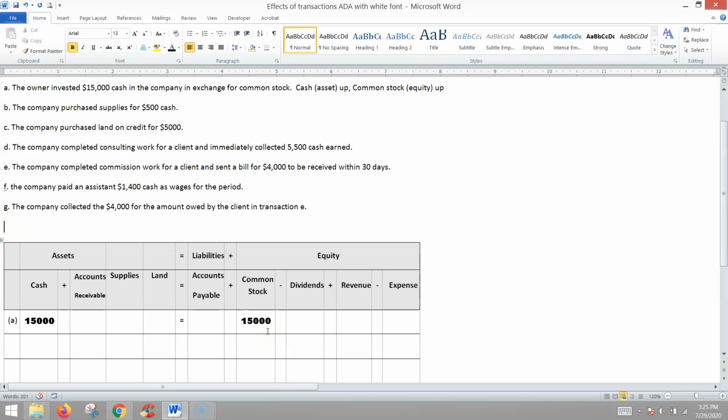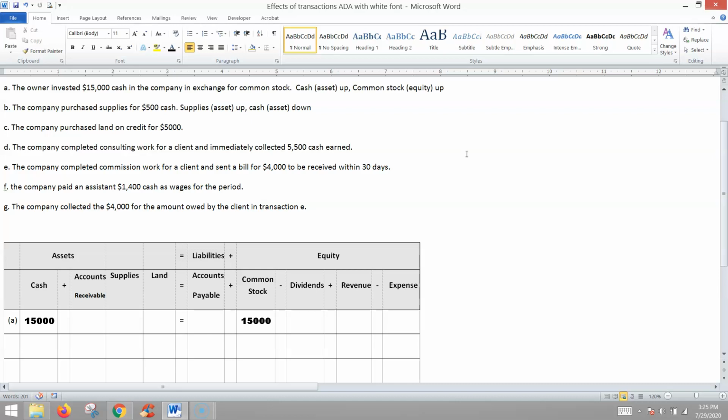On B, the company purchased supplies for $500 cash. So the two accounts that are affected are supplies and cash. Supplies is an asset. It's a resource for the company. It is increasing. We're buying supplies. We're bringing them into our business. And cash, which is also an asset, is going down. We are paying out cash.